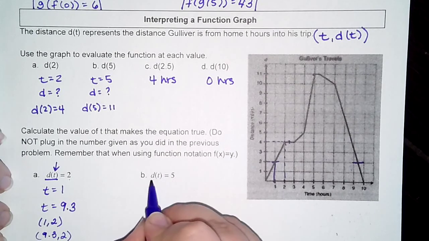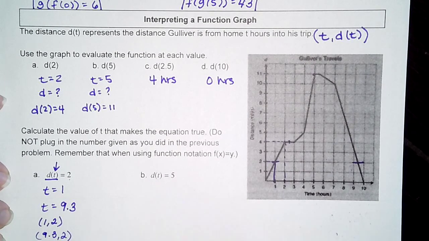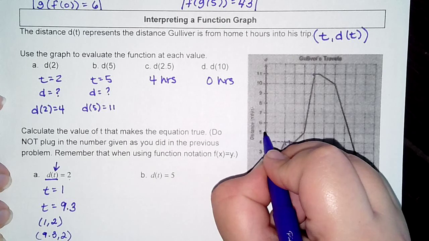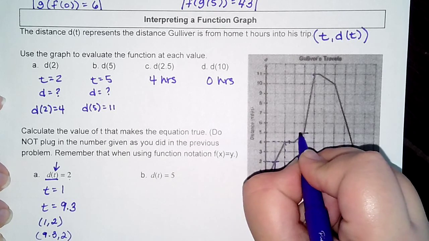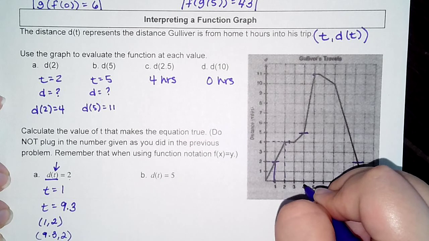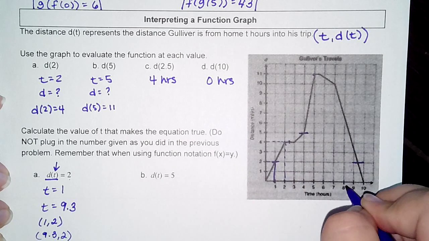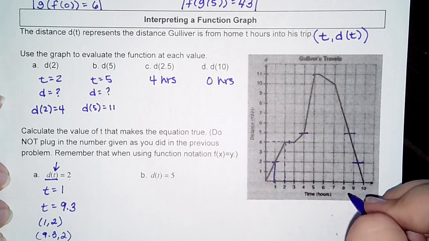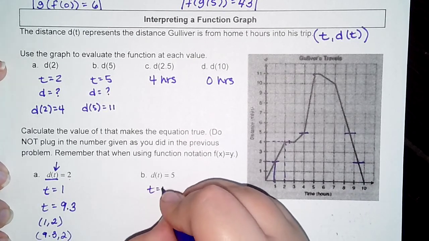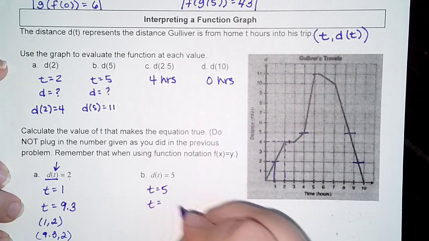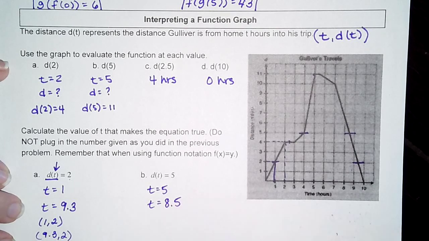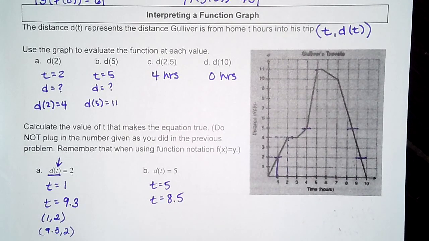All right, distance is equal to 5 miles. So I go and I find 5 miles into my trip, and I say, well, at 5 miles, he was either 4 hours from home, or he was, where would that be? 8.5. So t is either 5 or t is 8.5. It could be either one. Again, as I've been saying, there's not always only one solution. Sometimes we have two, and if that's the case, we do have to write both of them down.